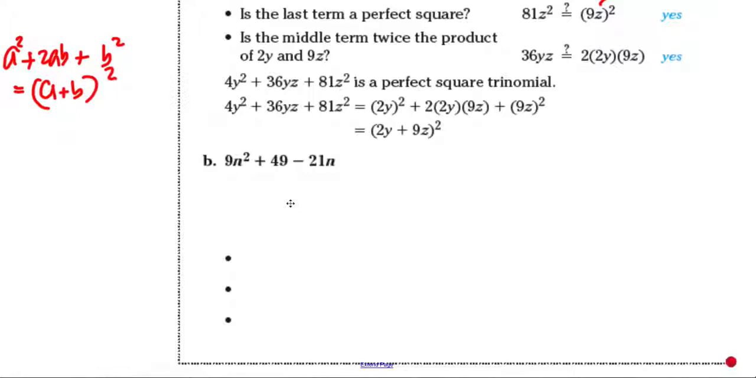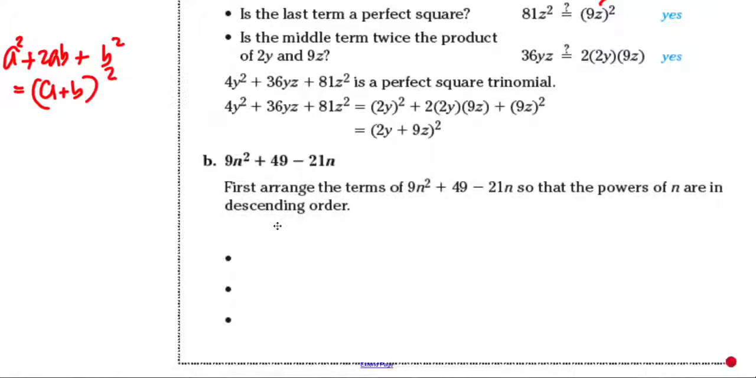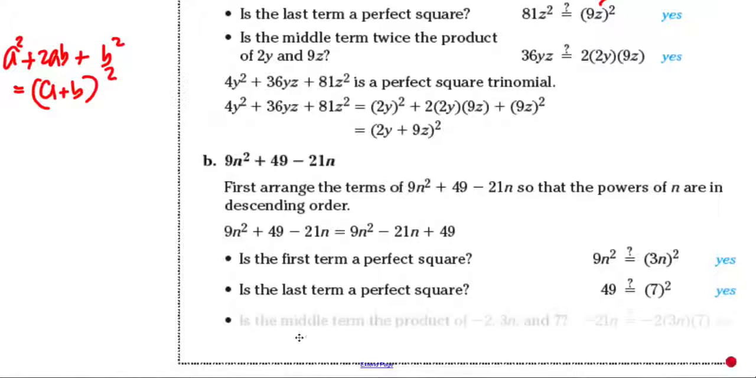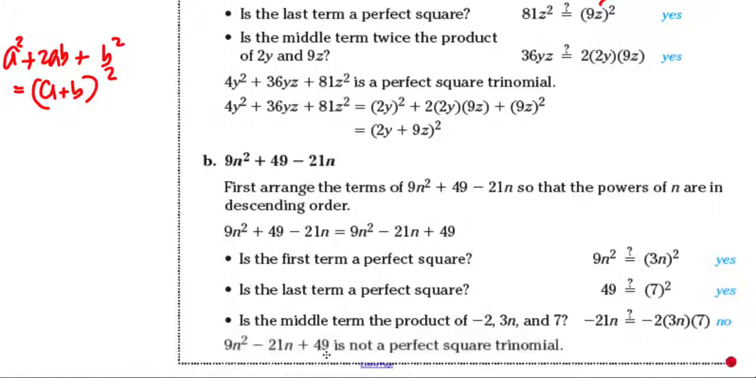9n squared plus 4n minus 21. First arrange the terms in descending order. So 9n squared minus 21n plus 49. So let's ask the question, is the first term a square? The answer is yes. Is the last term a perfect square? The answer is also yes, because that's 49. But look where the problem is. Is the middle term twice the first and the last term? The answer is no. So this is not a perfect square trinomial.